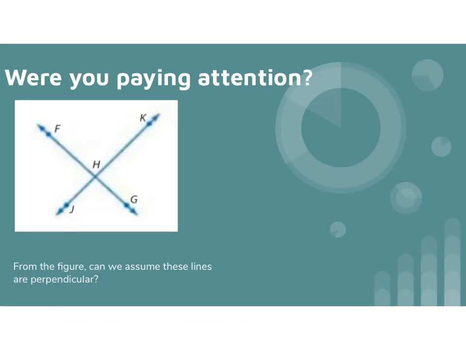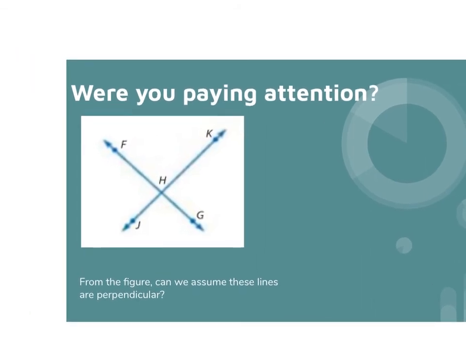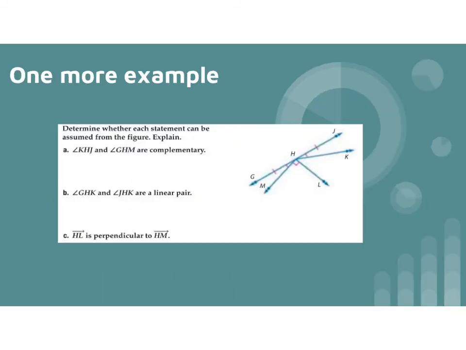Now let's see, were you paying attention? From this figure, can we assume that these lines are perpendicular? Go ahead and try this. The answer is no. We cannot assume that because there is no perpendicular symbol. One more example. So go ahead and try this example in your notes.